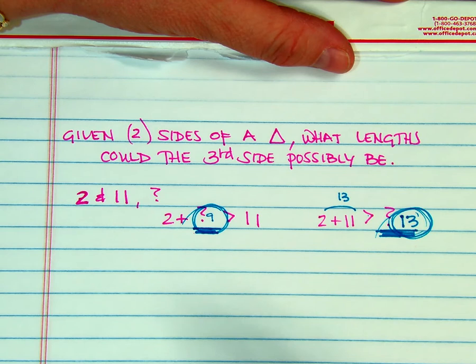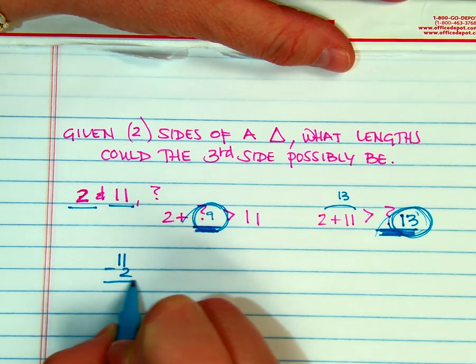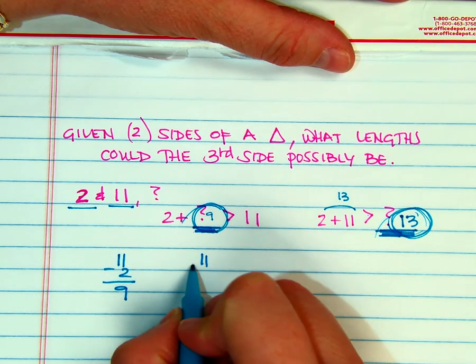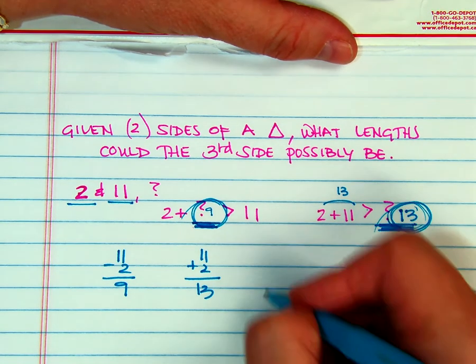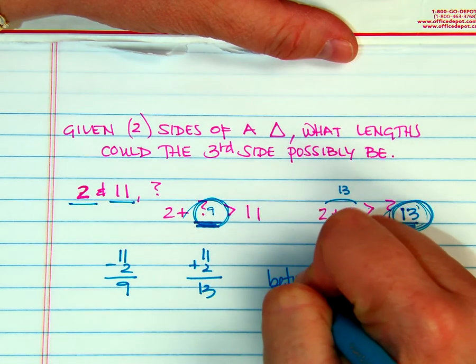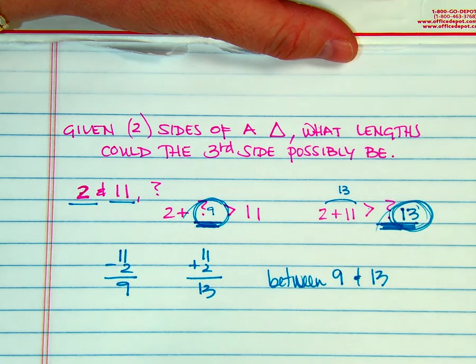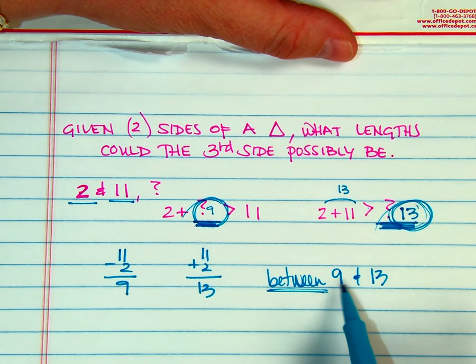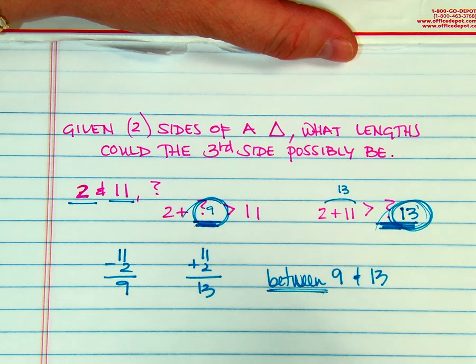So the easiest thing to do is to take your two numbers and subtract them, and take your two numbers and add them. So there's that 9 and that 13 that we were talking about. Our third side would have to be between 9 and 13. Using that word between means that 9 won't work and 13 won't work, but any of the stuff between them would work. So let's do one more quick example.